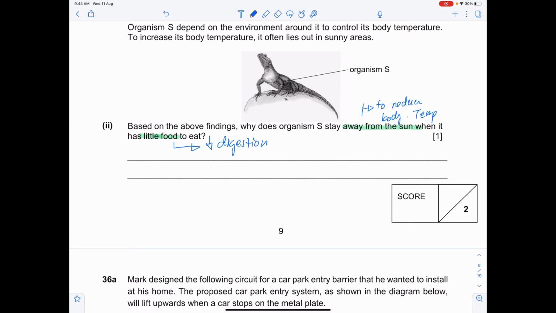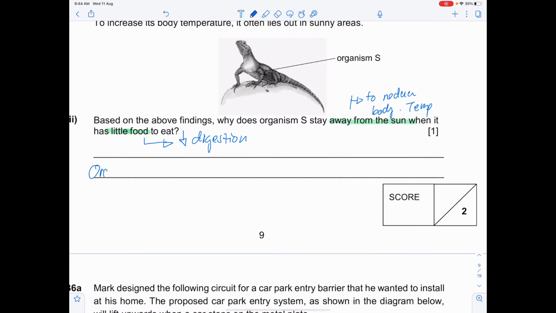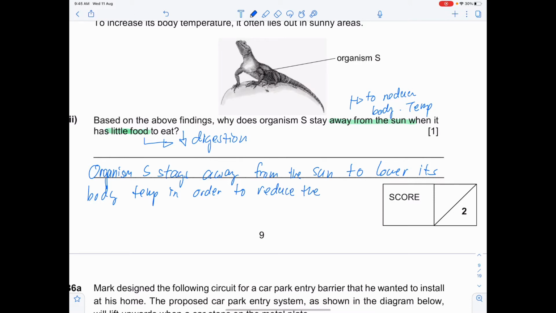So basically, organism S stays away from the sun to lower its body temperature in order to reduce the rate of digestion. Because there is not much food, you want to be able to reduce the rate of digestion, because of little food.